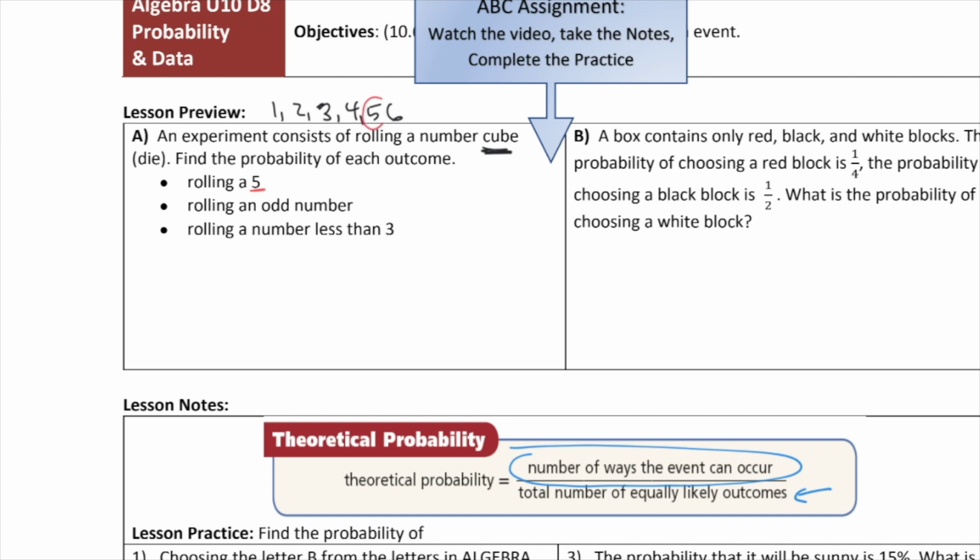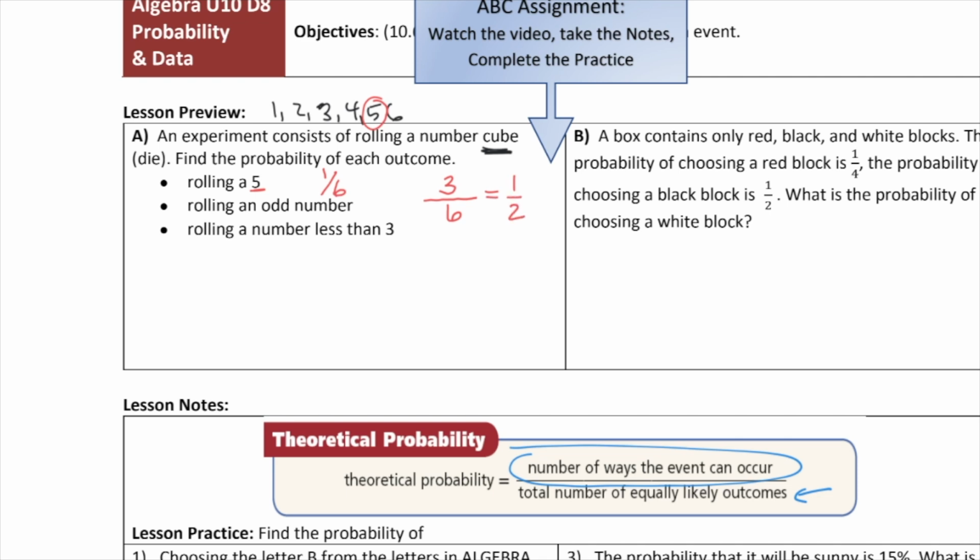5 occurs once. So we write 1 divided by the number of outcomes that were possible, and in this case there were 6. So 1 out of 6. Now for the number of odds, think about the number of odds that there are in our list, and we're going to divide it by 6. So you look at your odd numbers, 1, 3, 5. There are 3 of those. 3 over 6 can be reduced to 1/2.